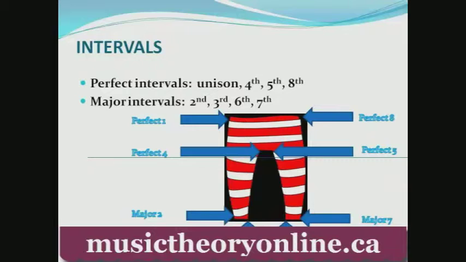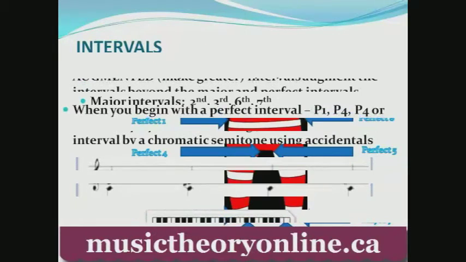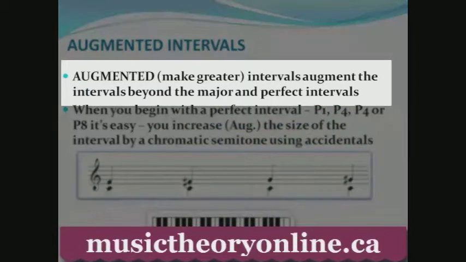An augmented interval increases the distance from the bottom note to the top note in both major and perfect intervals. This is done by raising the upper note by a chromatic semitone.